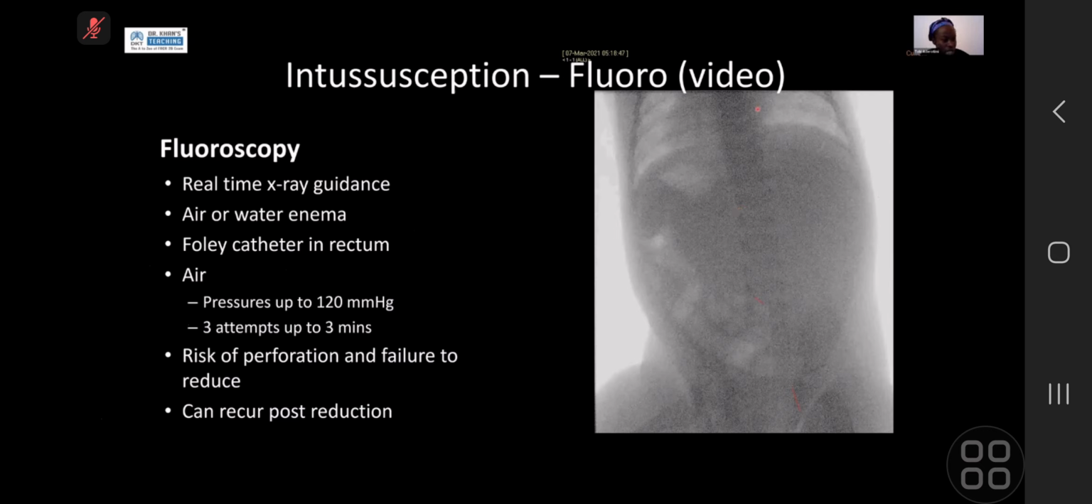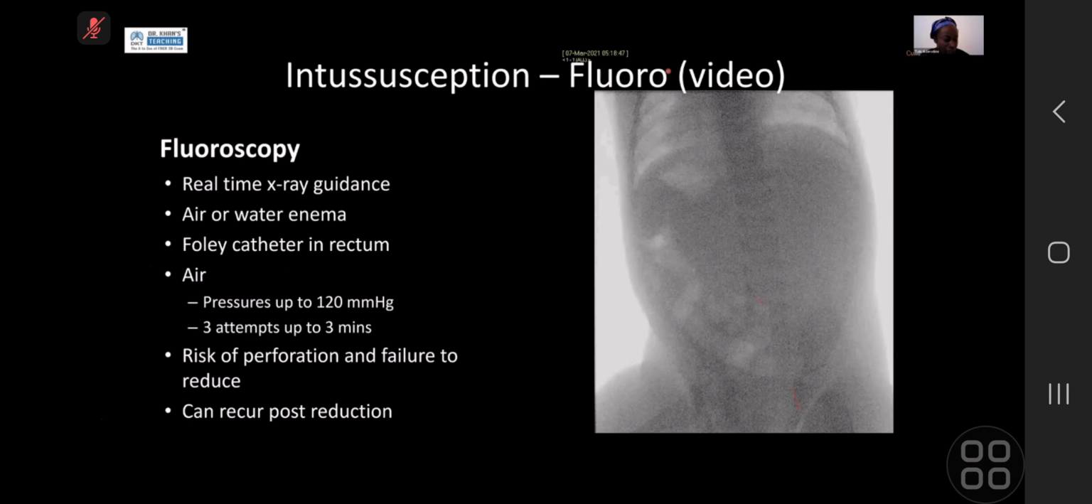So what we do in my practice is that we do an air enema reduction, so a pneumatic reduction. Some centres do a water enema reduction, but I think I and Sam, we both do pneumatic ones. And what we do is we do it under fluoroscopy, so we have real-time X-ray guidance because there's a risk of perforation.